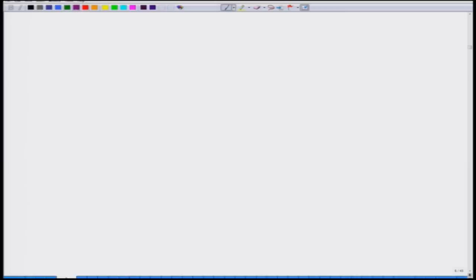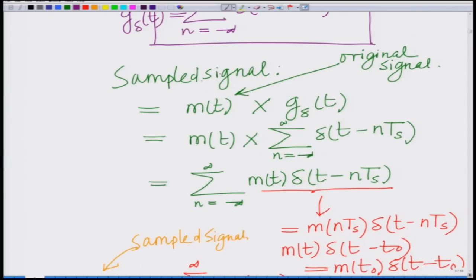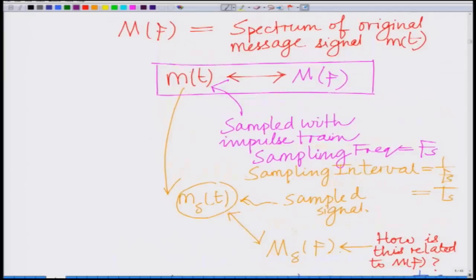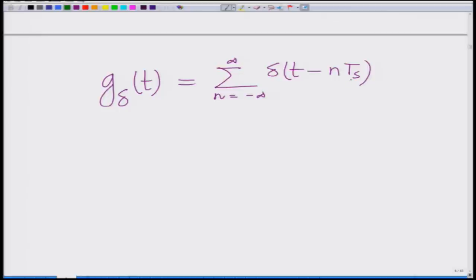So let us consider our impulse train, which is given by g delta t equals summation n equal to minus infinity to infinity delta t minus n t s, where t s is the sampling interval, which is basically the time interval between the successive sampling instants.